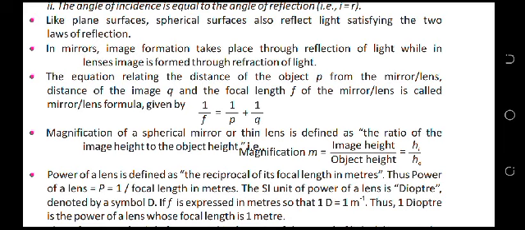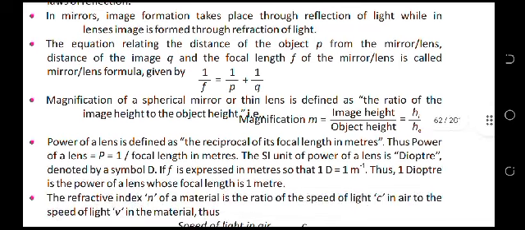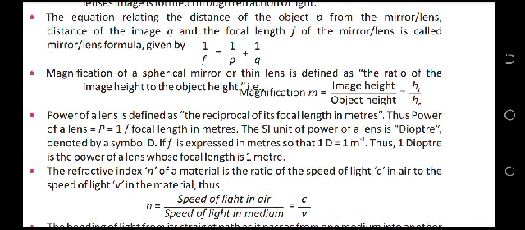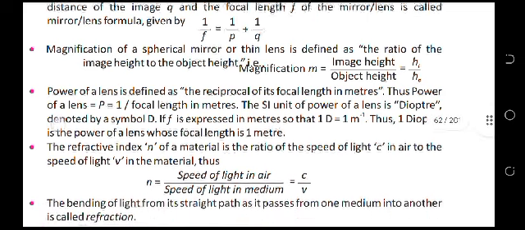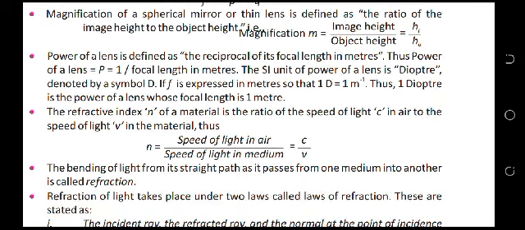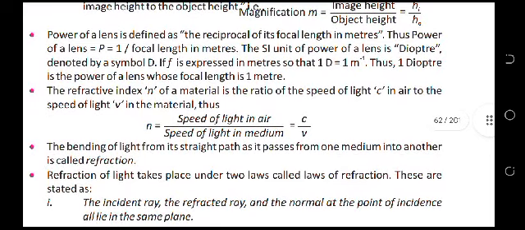Power of a lens. Power of a lens is defined as the reciprocal of its focal length in meters. Thus, power of a lens P is equal to 1 over focal length in meters. The SI unit of power of a lens is the dioptre. It is denoted by the symbol D. If f is expressed in meters, 1 D is equal to 1 meter to the power minus 1. Thus, 1 dioptre is the power of a lens whose focal length is 1 meter.